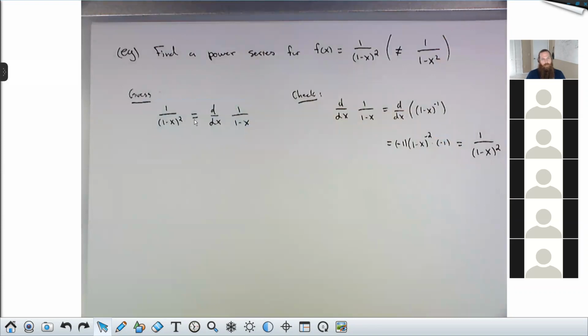So now, just like last time where I said the thing I want is equal to some calculus operation applied to a thing I know how to find a series for, I will find a series for this, then differentiate that series. That will be the series for my function.